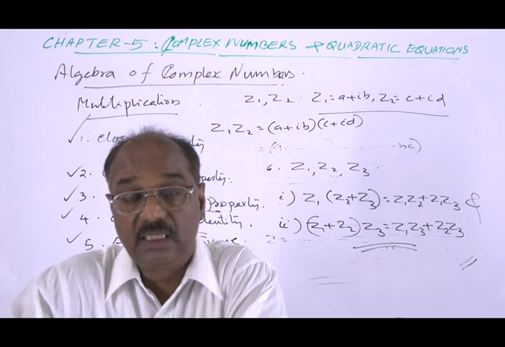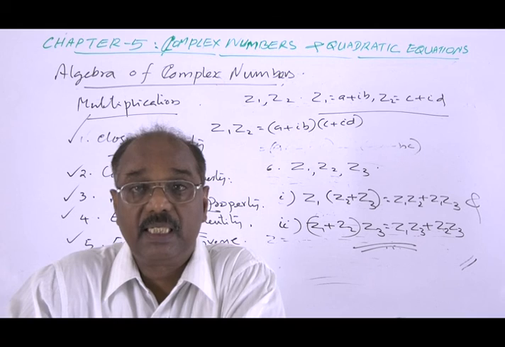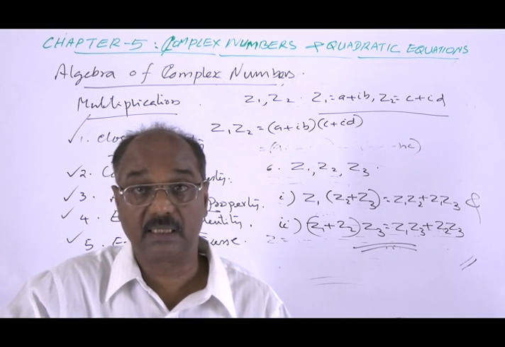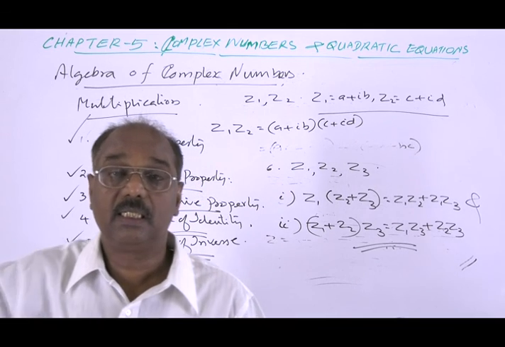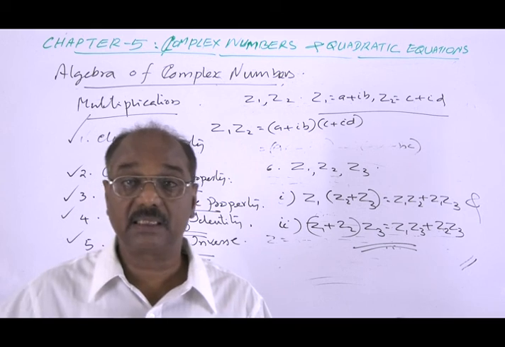So these are all the six properties satisfied by the complex numbers in the case of multiplication. Now the next operation, division, will be discussed in the next video.